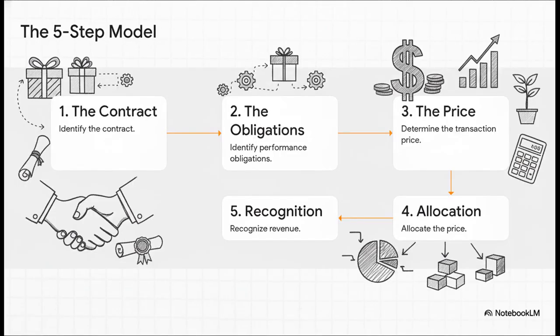So to recap, you can see it's a super clear and logical flow. You start by making sure you have a real contract. Then you find the individual promises inside it. After that, you figure out the total price, you allocate that price to the promises, and finally, you recognize that revenue as you deliver on each promise.